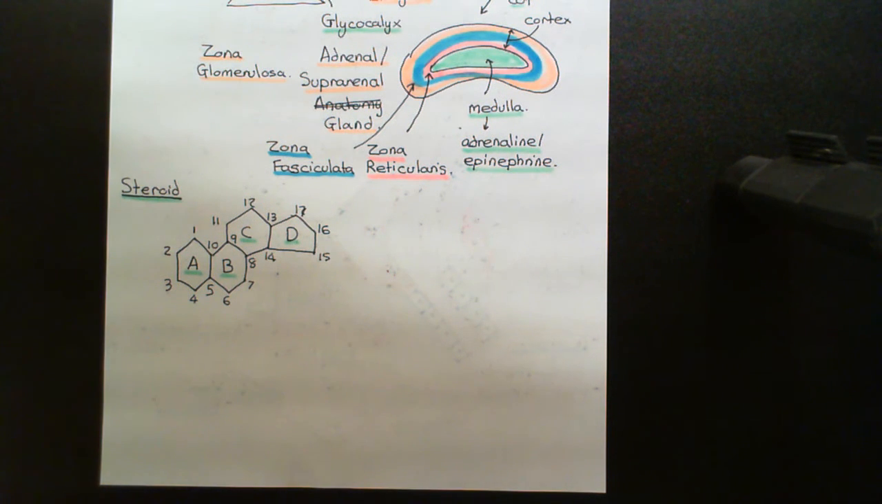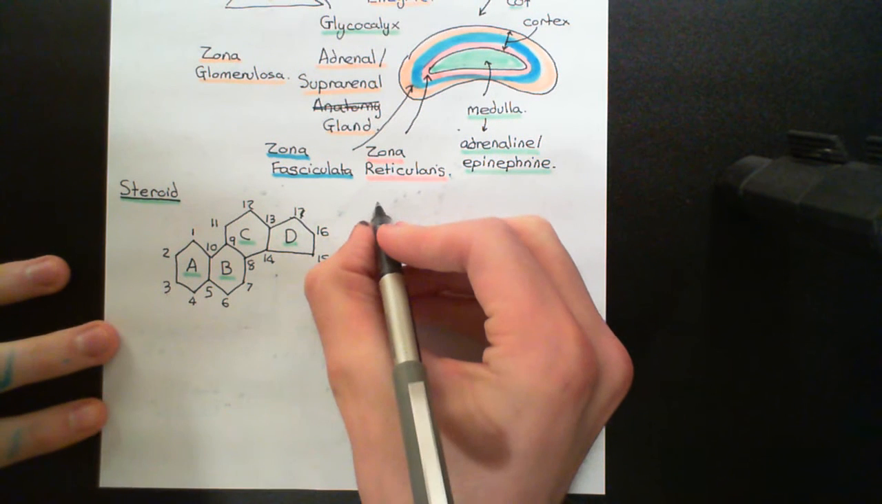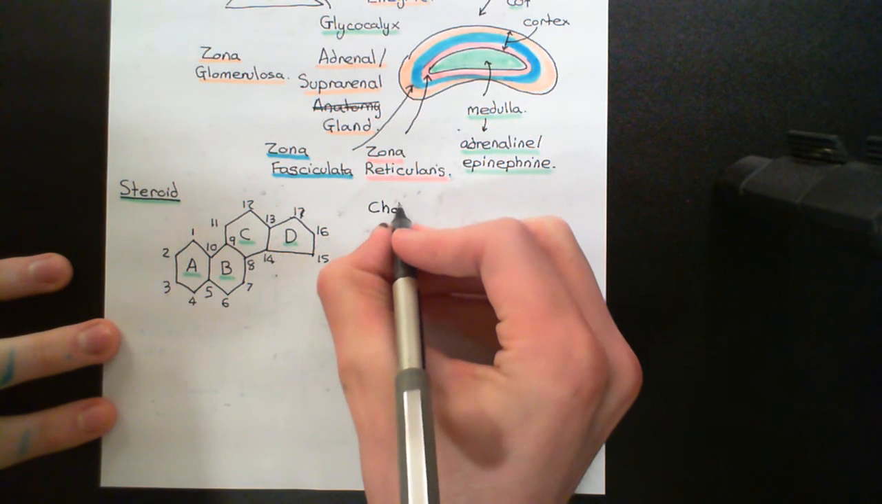And by the way, all of these steroid hormones that are synthesized by the different layers of the adrenal cortex, so the aldosterone that is synthesized in Zona Glomerulosa, the cortisol that is synthesized in Zona Fasciculata, and the sex hormones that are synthesized in the Zona Reticularis, all of them originate from the molecule cholesterol. This is what we use to synthesize them.